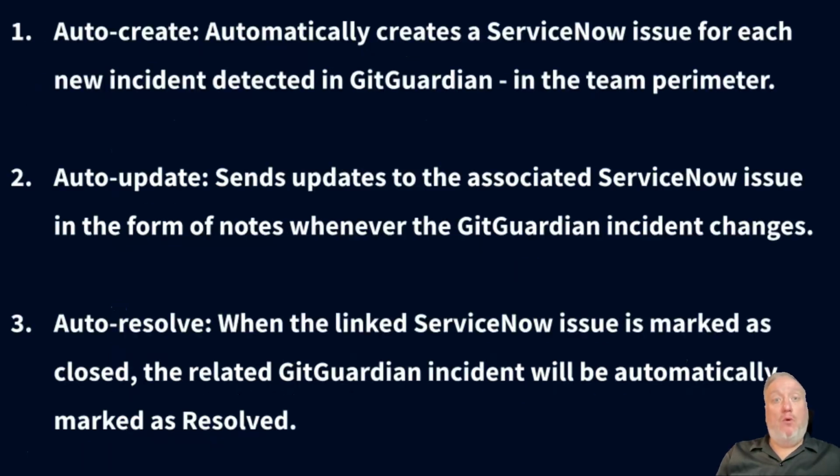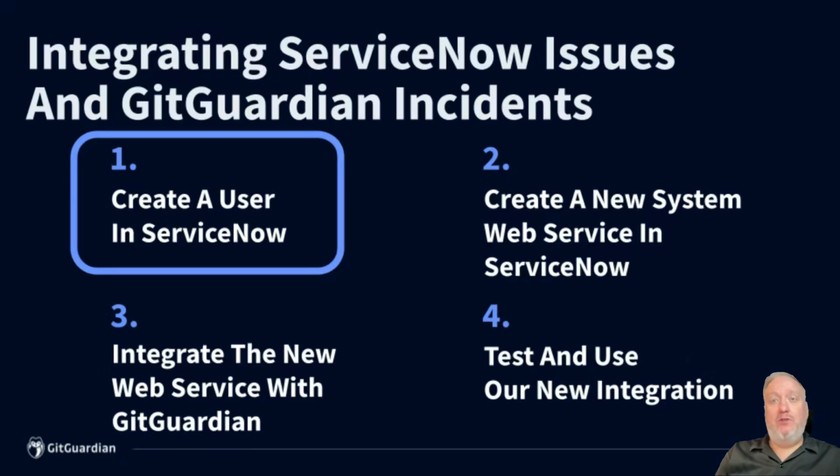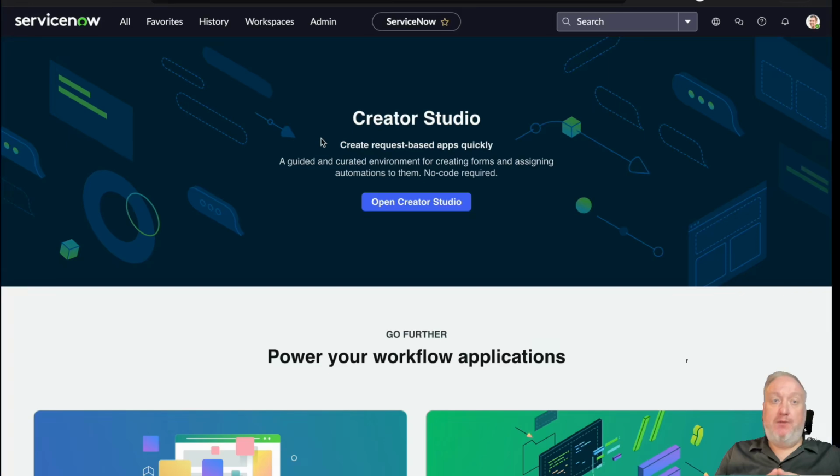In this video, we'll walk through all the steps to fully automate your integration to auto-create issues in ServiceNow, auto-update to send comments from GitGuardian to a ServiceNow issue, and auto-resolve to mark incidents resolved in GitGuardian when an issue is closed in ServiceNow. You'll also want a text editor available to take notes and edit certain settings and strings as we go along. We'll first work within ServiceNow to create a new user and then build the needed web service. To begin, create a new user in ServiceNow.